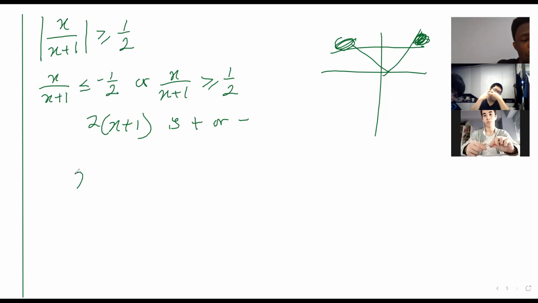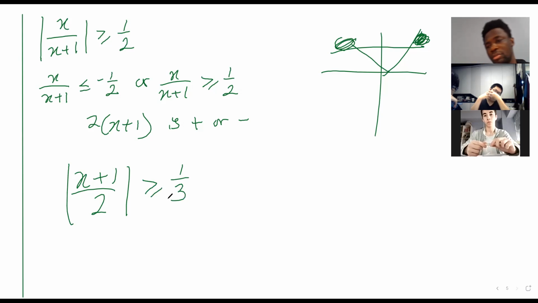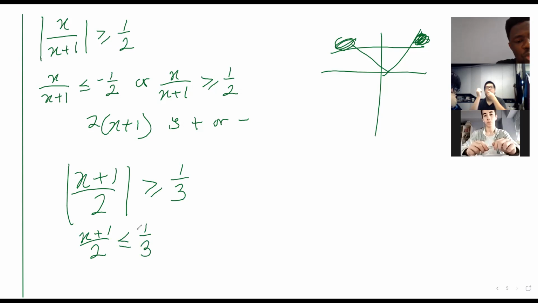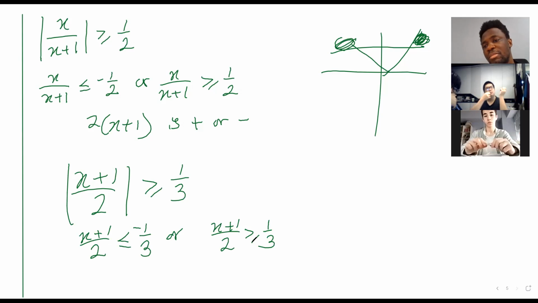It's different from when you have x plus 1 over 2, absolute value greater than or equal to 1/3. In this case, you can do it. x plus 1 over 2 is less than or equal to minus 1 over 3, and x plus 1 over 2 is greater than or equal to 1 over 3. So here you can multiply by 6 to reduce the fraction. Do you agree?